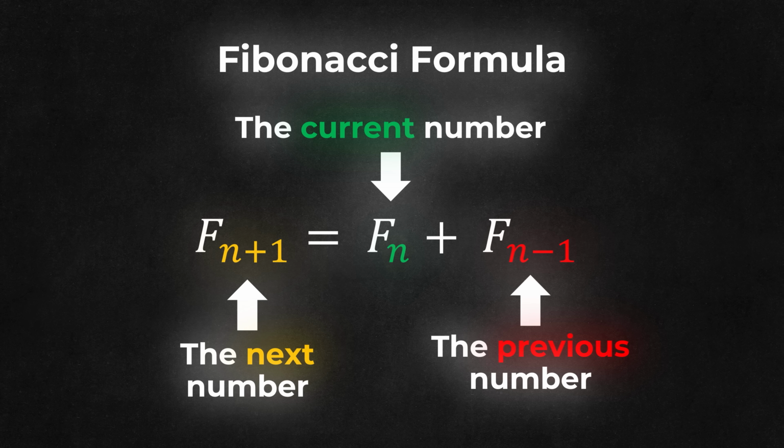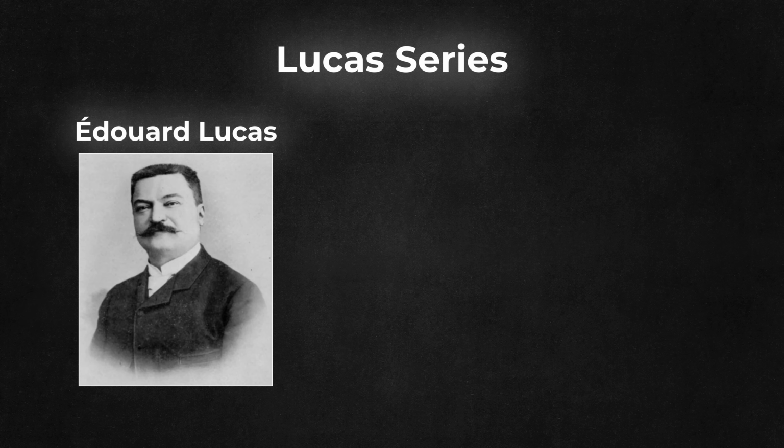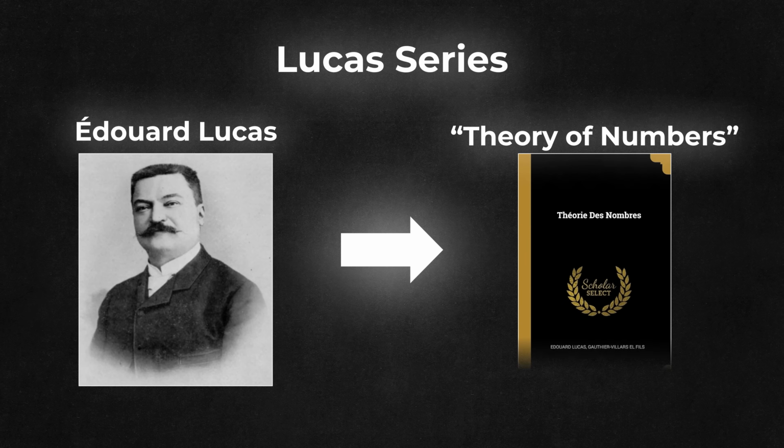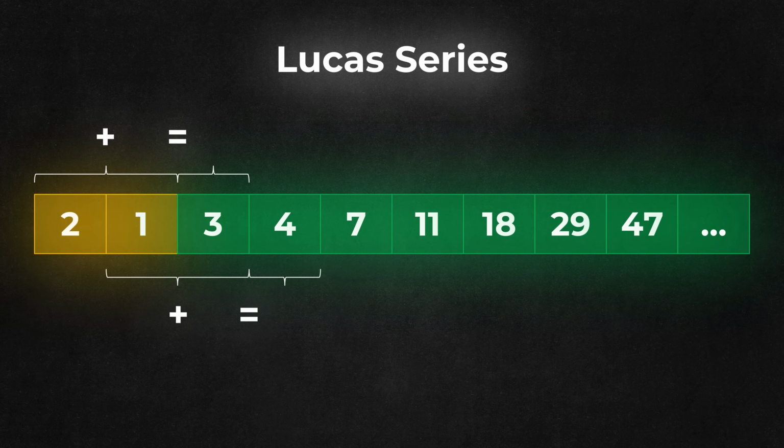The Fibonacci sequence is closely related to another sequence called the Lucas series. At the end of the 19th century, the French mathematician Edouard Lucas published his studies of the Fibonacci sequence as well as other integer sequences in a book called Theory of Numbers. The process to find a Lucas sequence is the same used in the Fibonacci sequence, but instead of starting with 0 and 1, the Lucas sequence starts with 2 and 1.